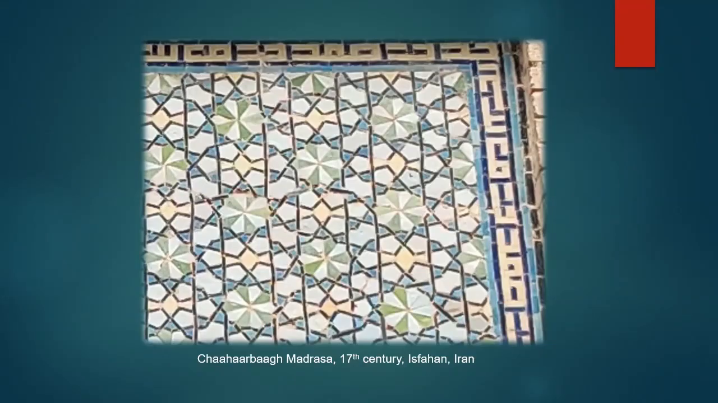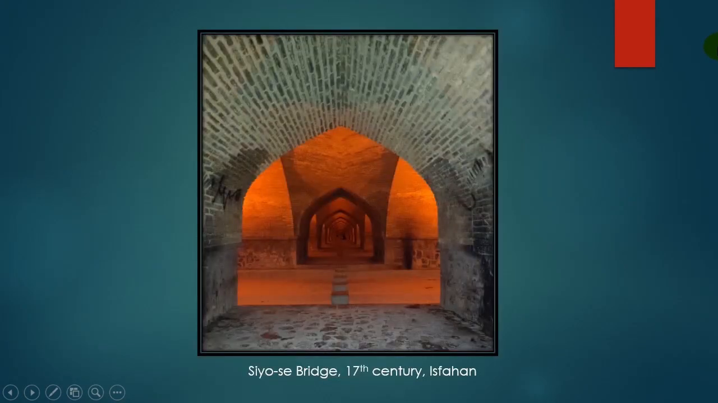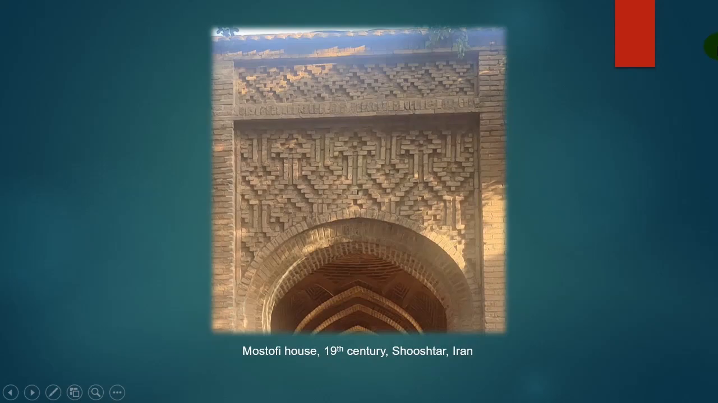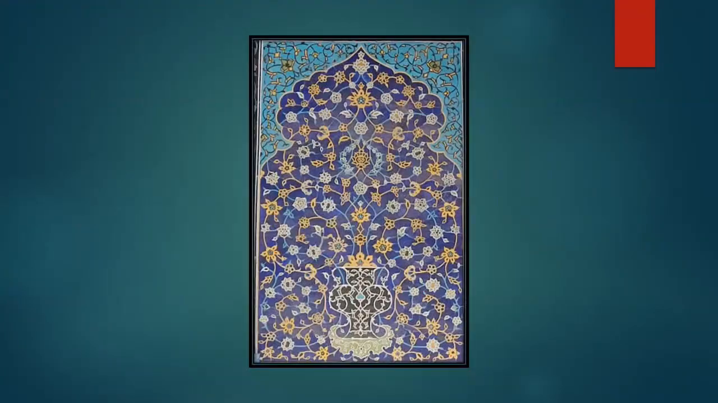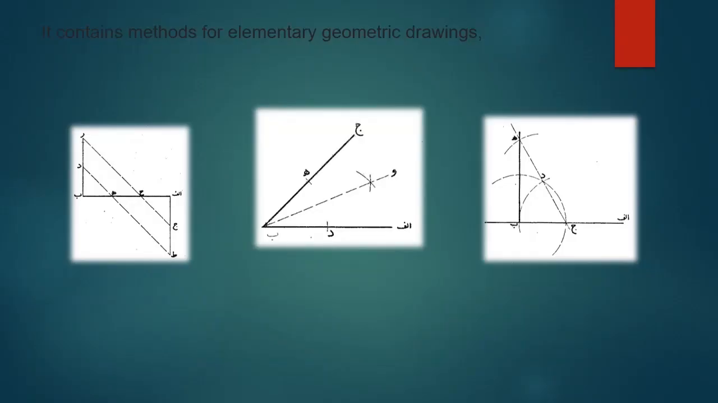In Islamic art and architecture, geometric patterns are seen everywhere. In tileworks, wooden windows, arches and domes, bricklaying patterns, complex muqarnas structures, plant-like patterns, arabesques, carpets, and many other forms of art.